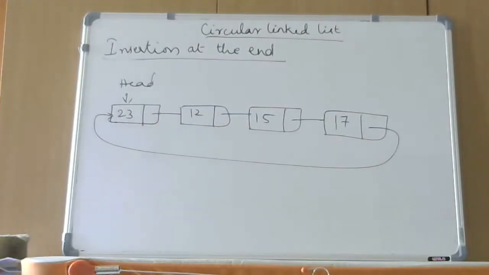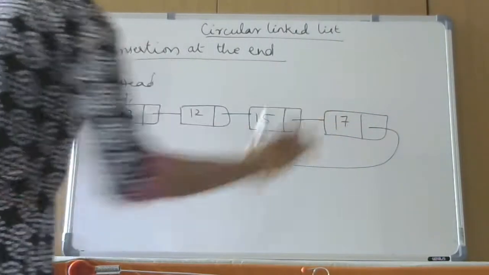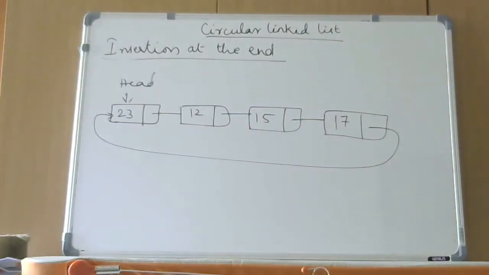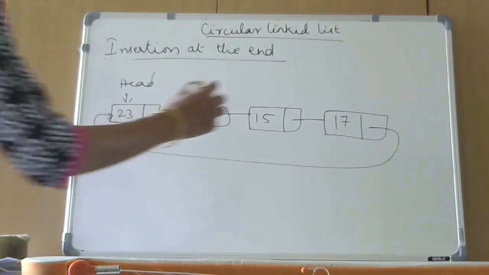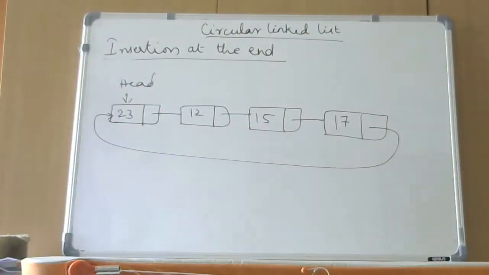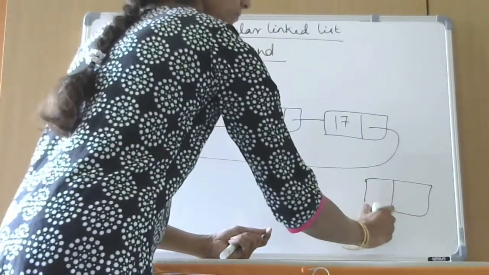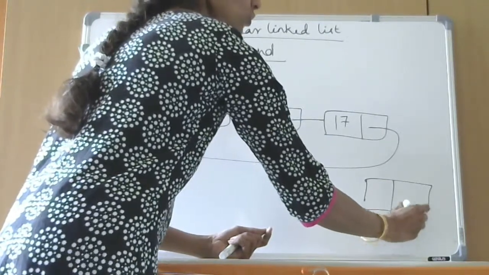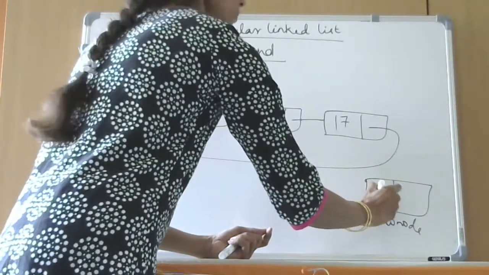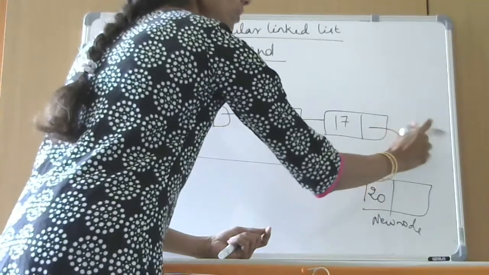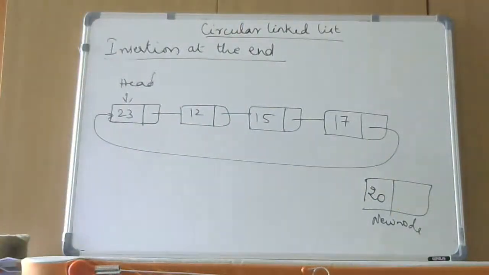Second condition, what I said, is that the list is not empty, which means I have some nodes here. I want to insert at the end. How do I check whether a node is the last node or not? I have to come up to here. This is my new node, with some value, let us say 20. I want to bring this node to this point. What are the changes that will happen?